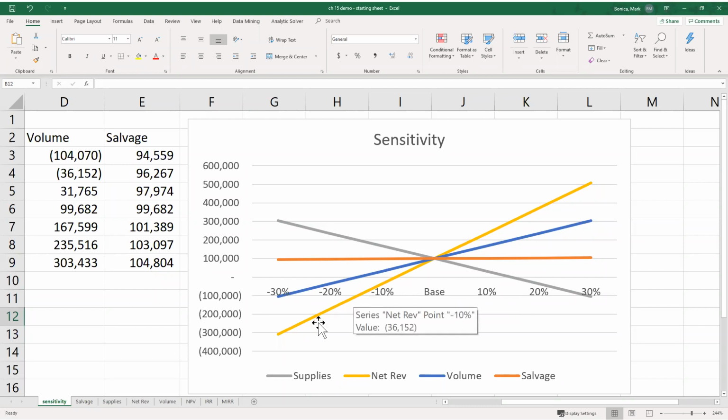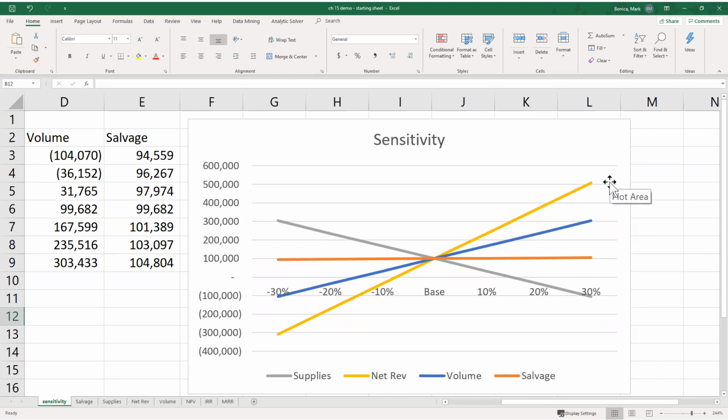And so what we see is the net revenue variable, right, has the most dramatic impact. And we know it's the most dramatic impact because it has the steepest slope, right? When we were off by 30% for our net revenue, our NPV was down the most. And when we were up 30% for our net revenue, our NPV was up the most. So what this shows us is, holding everything else constant, the variable that has the most impact on our model is net revenue. So that's an important thing to know, right?